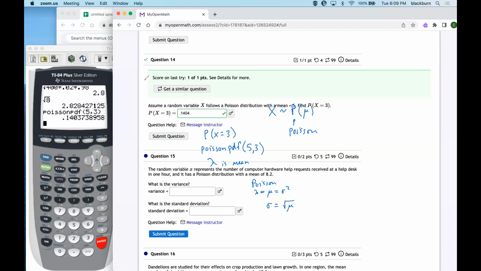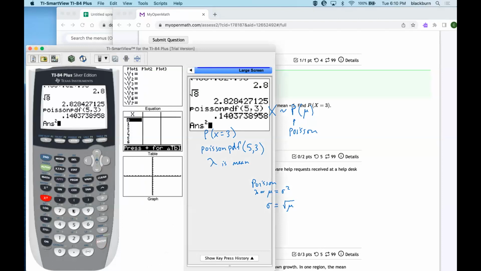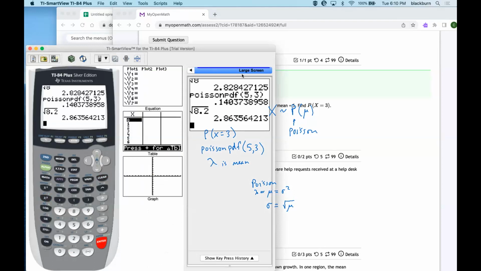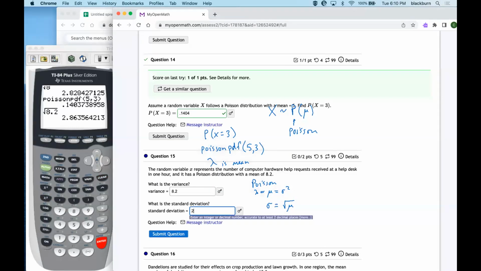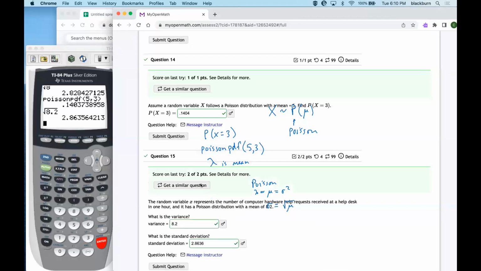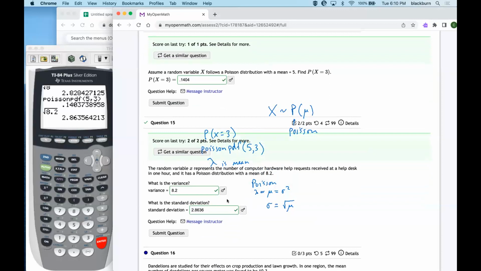So the mean is 8.2. Then I would square root 8.2. So 2.8636. And lo and behold, we're just using the formulas for those. So those aren't that bad. The variance is always the same as the mean for a Poisson. And then you just square root that to find the standard deviation.